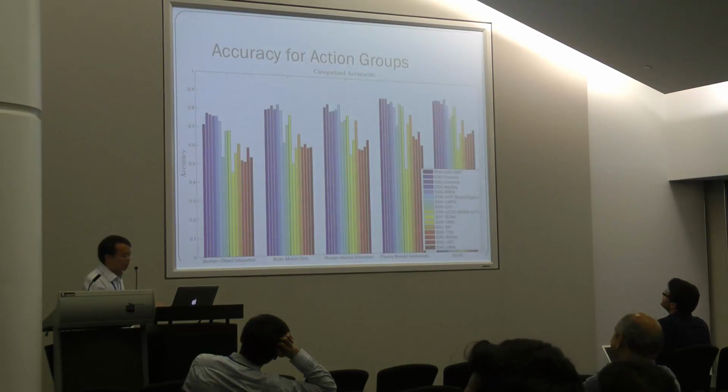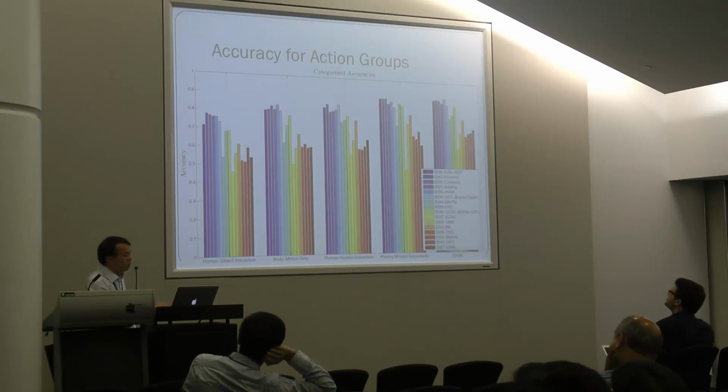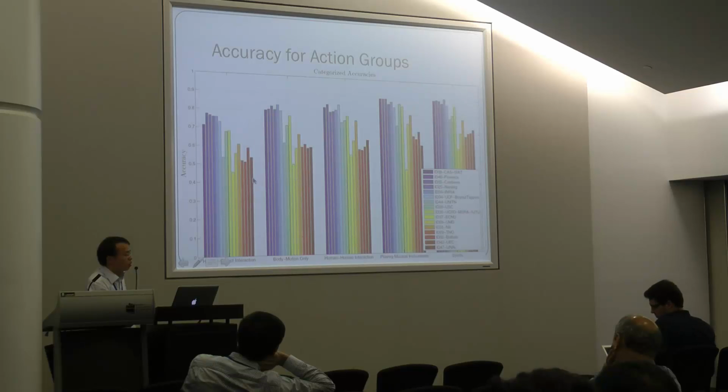The last statistical information I want to share with you is that, since I mentioned in the beginning that we group these actions into five categories, we show the average accuracy for each of the groups based on all the submissions. We can see that human object interaction, body motion only, and human interactions are more challenging as compared to playing music instruments and sports.